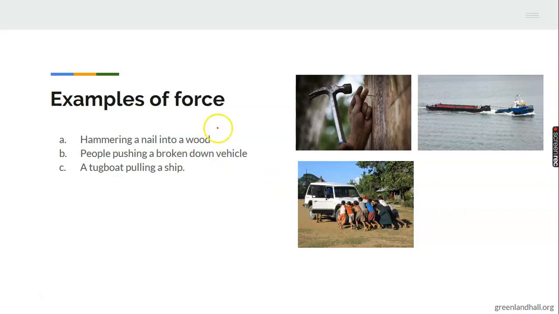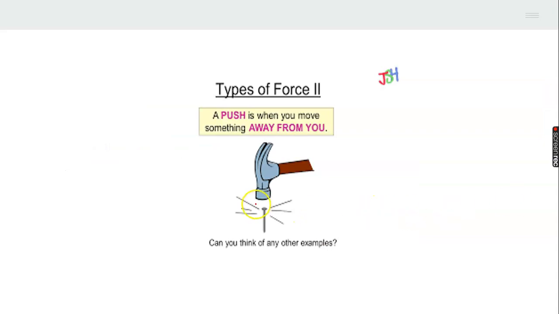So these are examples of force. For instance, a person nailing a plank or wood, just like you have in the picture here. You see a nail being put on the wood and being nailed with a hammer. So you are applying force to do that. Then same thing, people pushing a broken down vehicle, just as you see here. So there's a force being applied here too. Then the third one is the tugboat pulling a ship, as you can see here. Those are the three examples I give to you. Then you can see more pictures of those examples there, using a hammer to nail a bench or any wooden parts.